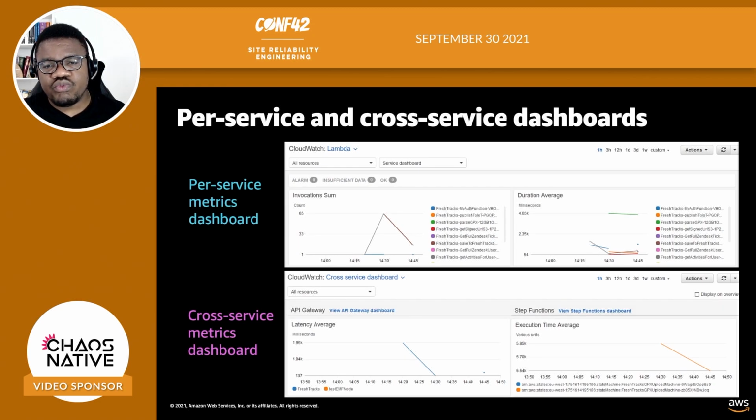Then with these metrics, we also give you a nice dashboard on CloudWatch to visualize them. So what I've got here is a service metrics dashboard where you can look at your Lambda functions in terms of the invocations of the Lambda function and also the duration of those Lambda functions. We also provide a cross-service metrics dashboard, okay? And this is really for when you have an application that uses a number of different serverless services like your API Gateway and Step Functions, you'll be able to use this cross-service metrics dashboard to visualize what's going on within your application.